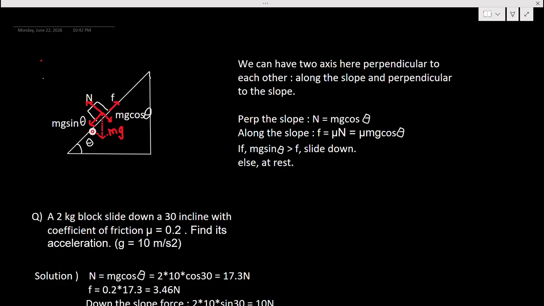In this direction, there is a force of friction. Let's say the block is not moving and there is mg sin theta in this direction, there will be static friction, which will be mu N. N is mg cos theta, so F will become mu mg cos theta. Now there is a force of mg sin theta. Let's say if mg sin theta becomes greater than friction, the block will start to move, and this F will change to kinetic friction. If the mg sin theta is less than F, then the block will stay at rest.